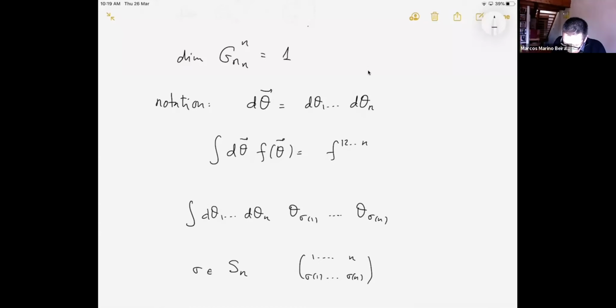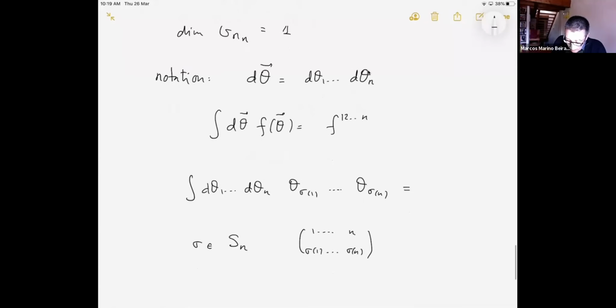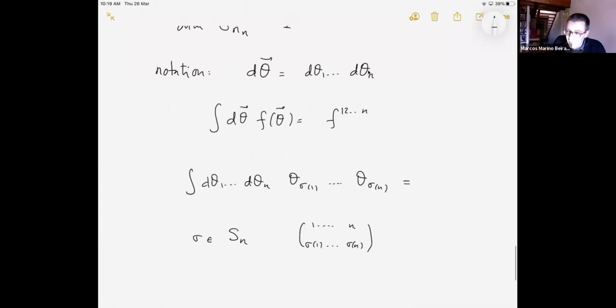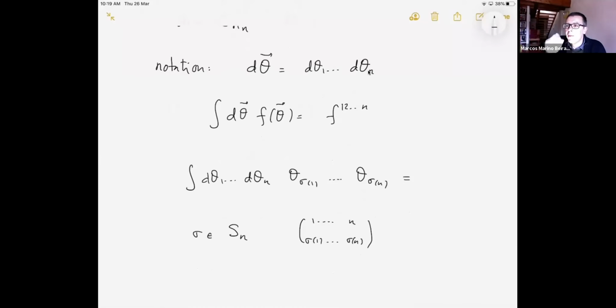So this could be any permutation of the labels 1 to n. And the Berezin integral tells me that the integral of the thetas when they are in the standard sequence, theta 1, theta 2, up to theta n, is 1. Now, if I have a sequence of thetas which are not in the right order, I have to make a permutation to put them in the right order, and then I will have to swap the thetas. And every time I swap two thetas, I will get a minus sign.